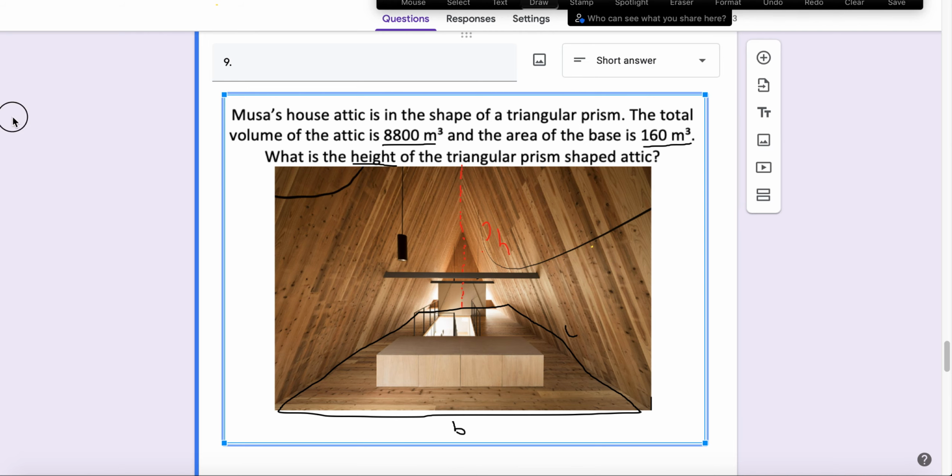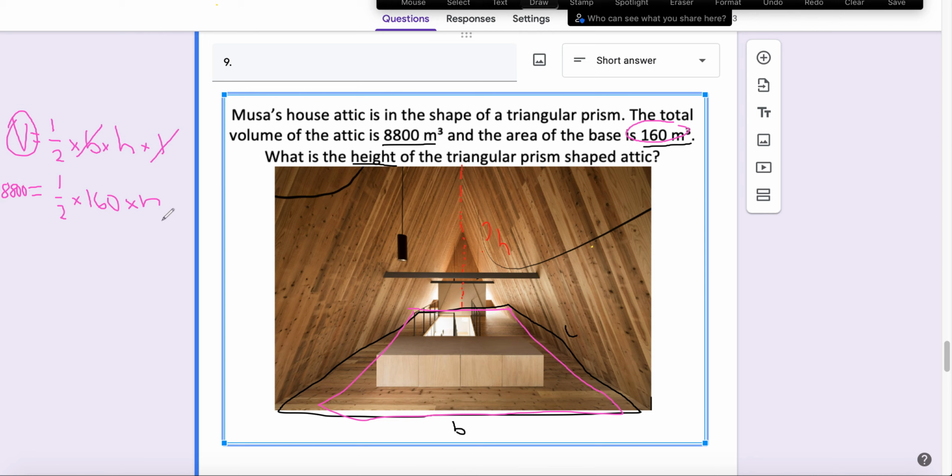So we know that volume is equal to half times base times height times length. Doesn't really matter which order it is. Now we know that base times length, they've told us the area of the base, so the area of the rectangle at the bottom, is equal to 160. So base times length is 160. So I'm going to cross B and L out, and I'm going to replace them with half times 160 times height. Now they've told us that volume is equal to 8,800 meters cubed. So instead of V, I'm going to substitute it with 8,800.